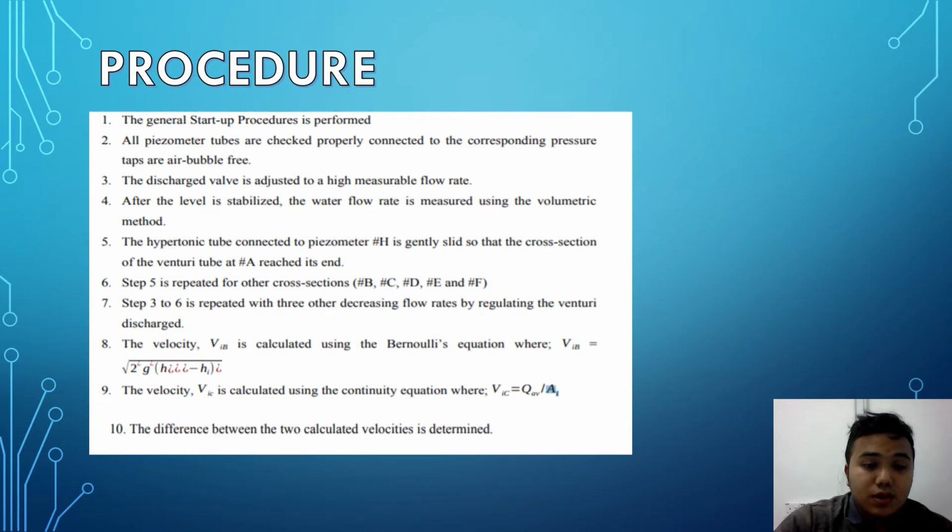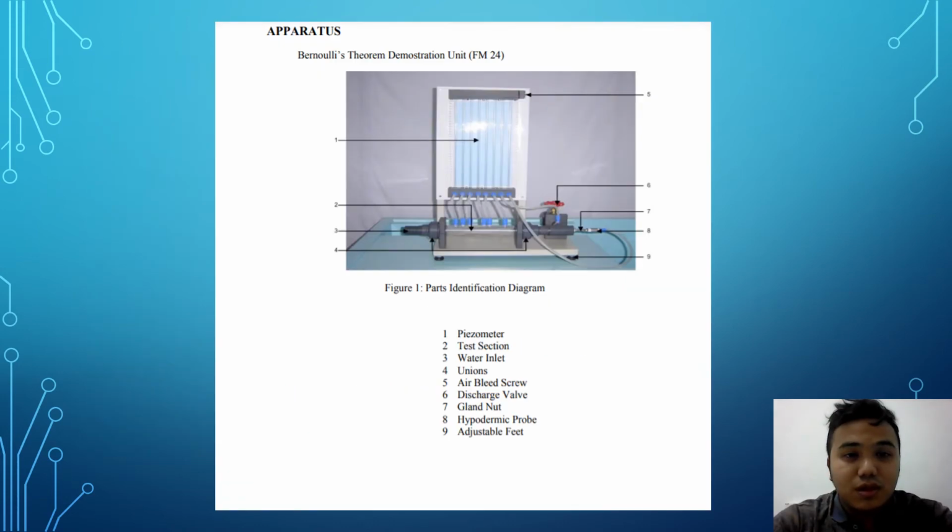The velocity VB is calculated using the Bernoulli equation, the formula of which is stated. The velocity VC is calculated using the continuity equation, where VC equals Q over A. And lastly, the difference between the two calculated velocities is determined. Next, we go to apparatus setup.